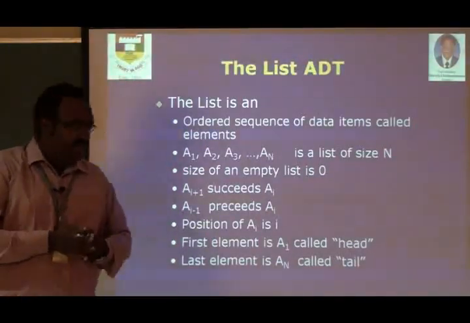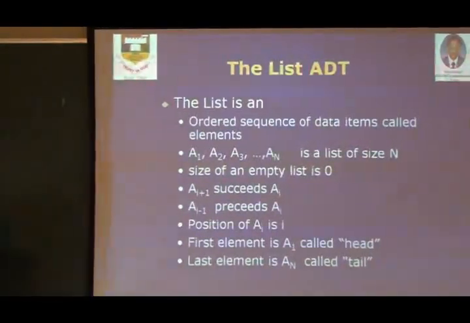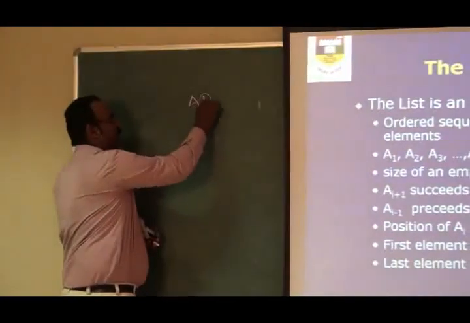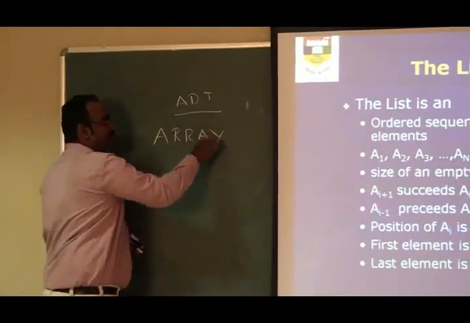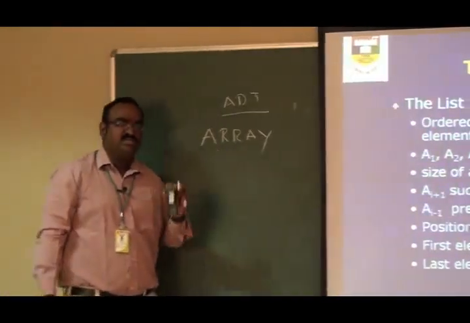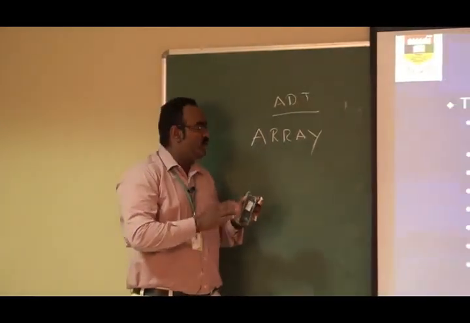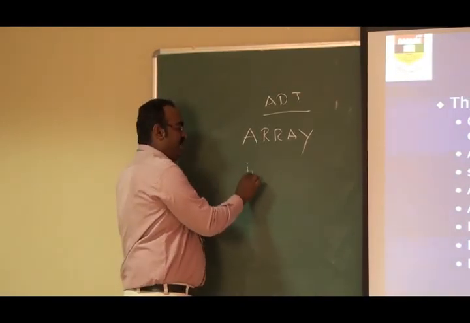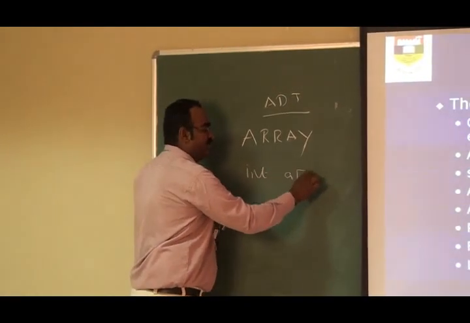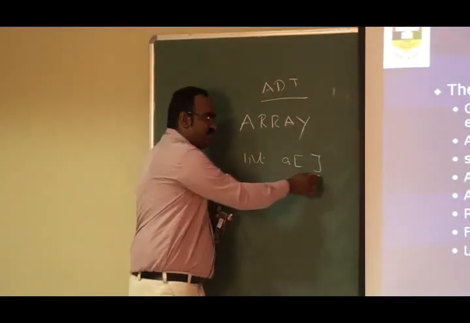So there are 3 ADTs. Here the first one for the list ADT we go by is the array. So what is an array? Before discussing list, we need to know about arrays. When you declare an array, it's an indexed item. This square bracket is called the index.